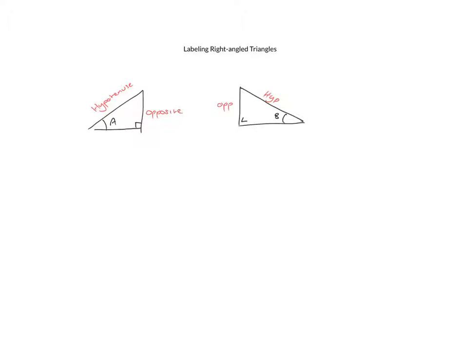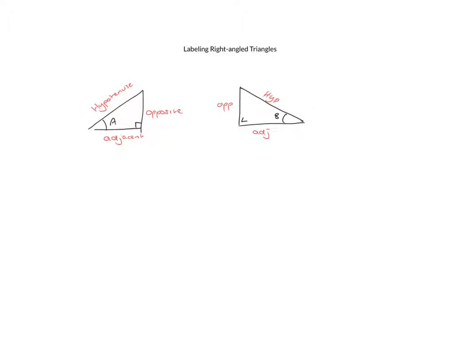That means whatever line is left must be the adjacent. So this line here, because this line is left, becomes the adjacent. And on the other triangle, you can see here, this is the edge. You can write three letters, or you can write O, H, and A if you wish, but you must be able to label a right-angled triangle correctly, otherwise you will not be able to do trigonometry.